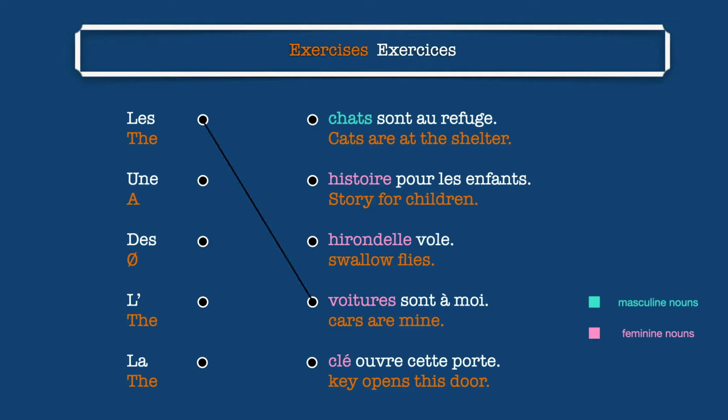Les voitures sont à moi. The cars are mine is correct, because it's plural and the cars are mine, so I own them. For those reasons, we use this definite article. What about the next one? As I explained at the beginning of the video, Une is an indefinite article for a feminine noun, and it's also singular. So the right answer is, Une histoire pour les enfants. What about the next one?